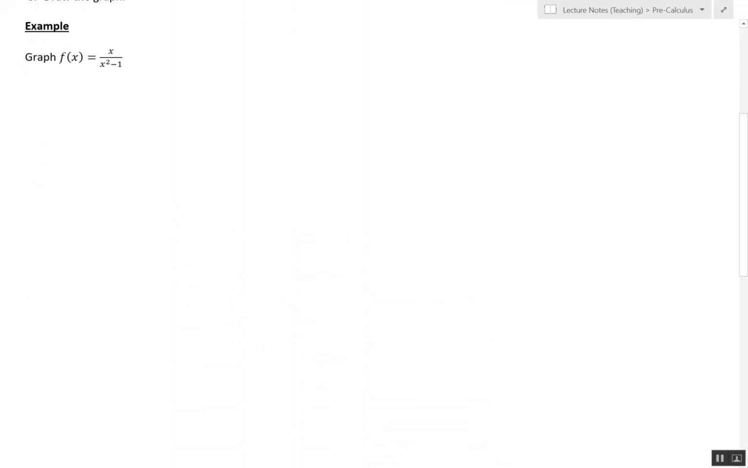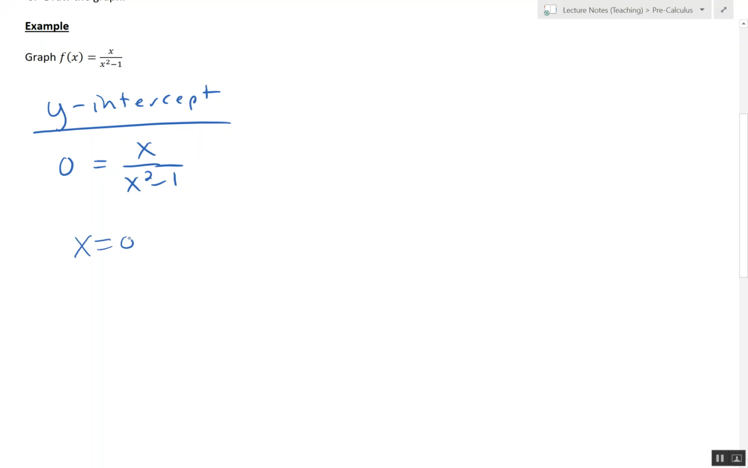So here, I'm looking for the graph of x over x squared minus 1. So there is a y-intercept. That's easy to find. So if we let 0 equals x over x squared minus 1, well, the only thing that will make this 0 is x equals 0. So the point (0, 0) is the y-intercept.